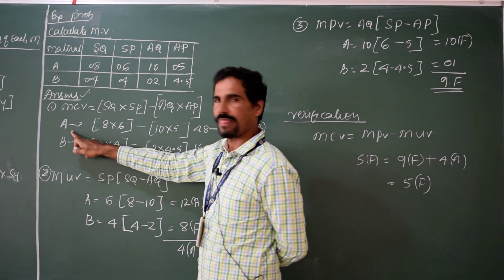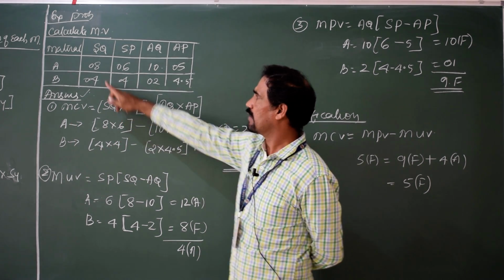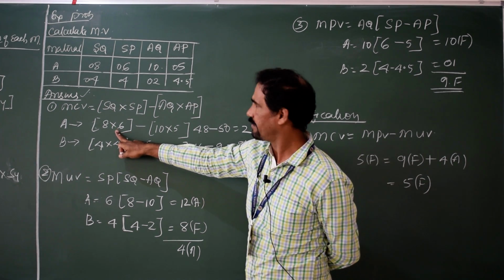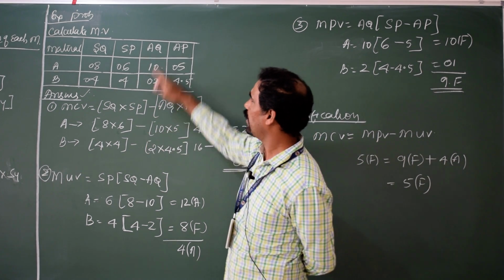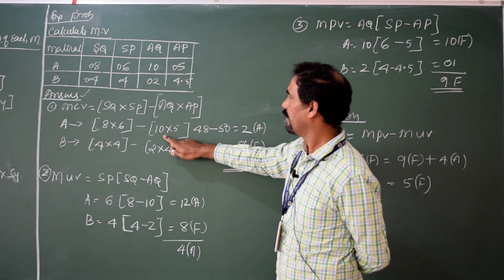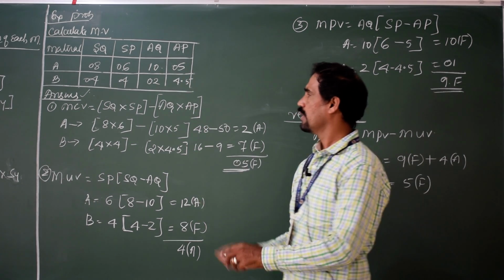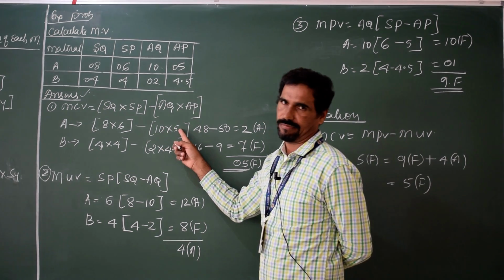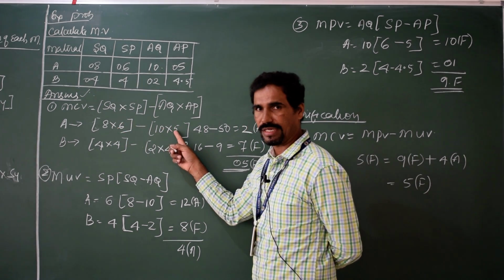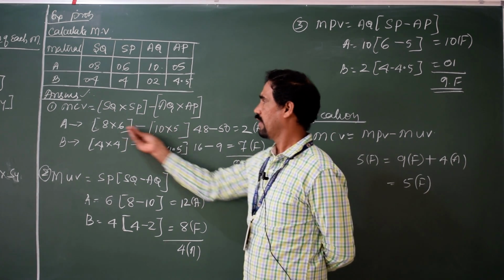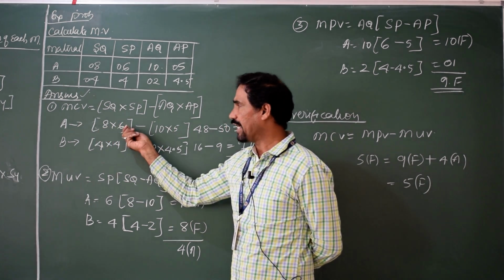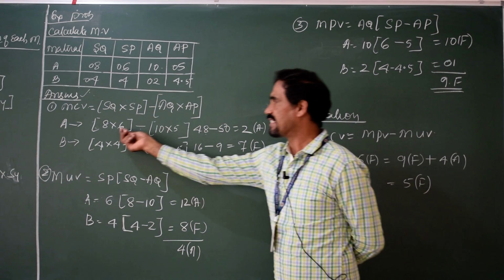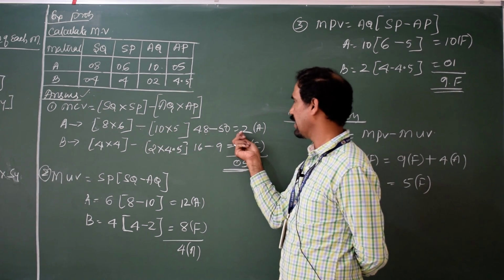First material A. Standard quantity 8, standard price 6, minus actual quantity 10, actual price 5. So, 8 sixes are 48, 10 fives are 50. So, 48 minus 50 equals 2, very simple. Material A equals 8 into 6 minus 10 into 5. So, 8 sixes are 48 minus 50 equals 2.